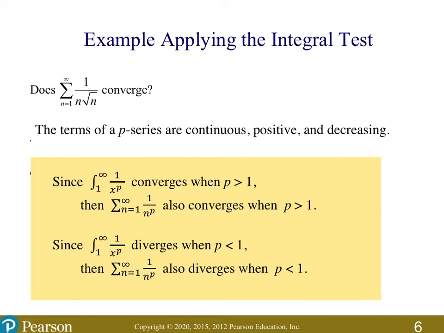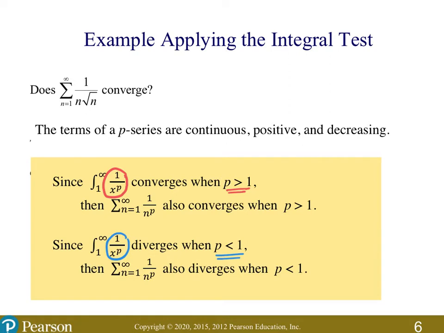So this is a general form of the integral test. Every function of the form 1 over x to a power will converge if the power is greater than 1. So the convergence of the integral will imply the convergence of the series. And if the power turns out to be less than 1, then the divergence of that integral will imply the divergence of the series as well.